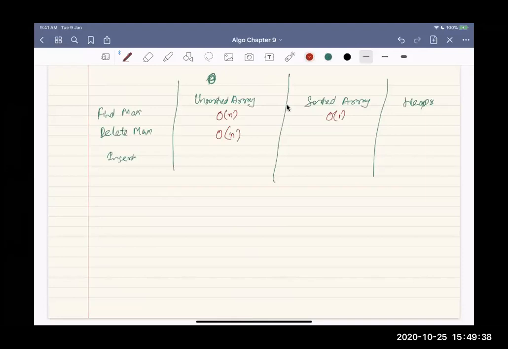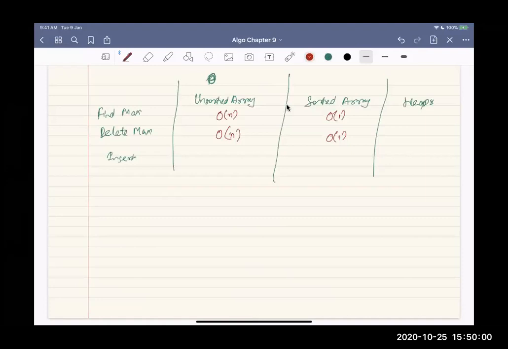What about a sorted array? In a sorted array, if you delete the max element, that is easy because you don't have to shift. This is the last element you're deleting. You can just say, okay, now my size is one less. So this is again order one, and it looks like, why don't you go for sorted arrays? Both these operations are order one. But then comes the pain point: insert.